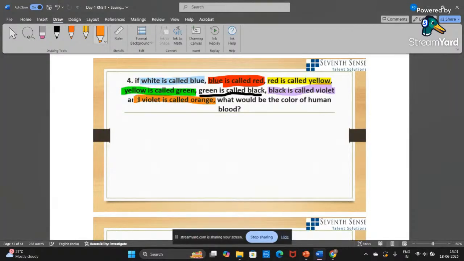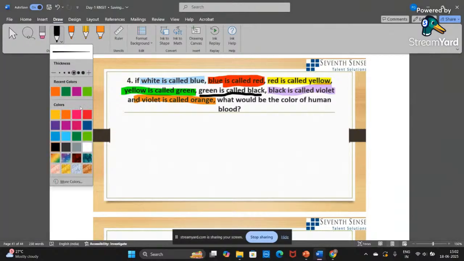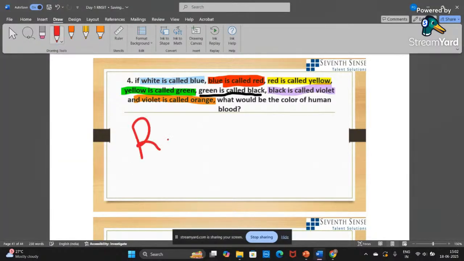So, what would be the color of human blood? It is red. So, the color of human blood is red. Here, where is red? Here. So, red is called as yellow. So, yellow is your answer.